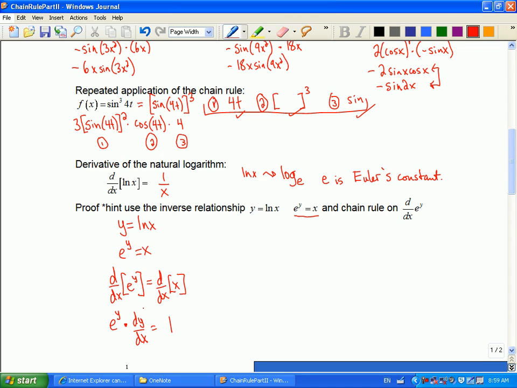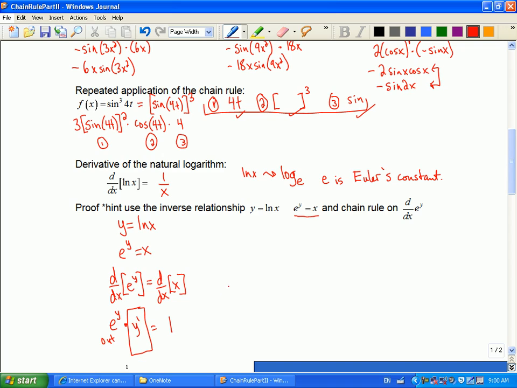So where did this piece come from? This is the chain rule. It's the derivative of the outside piece times the derivative of the inside piece. So if you prefer, we could also call this y prime. That would be fine too, right? Derivative of y. But I'm using the chain rule here, because remember, y is defined as something else. It's natural log of x. It's not just the variable y.